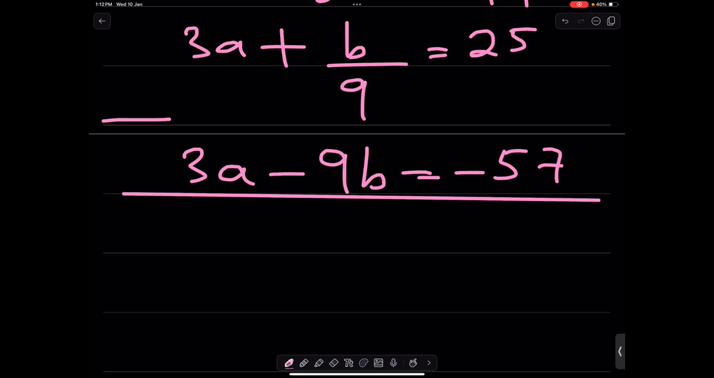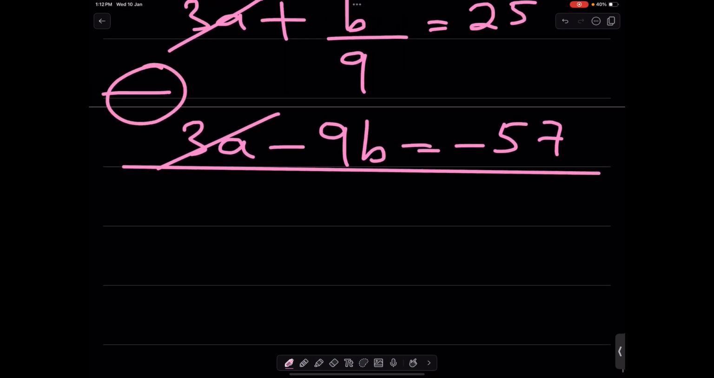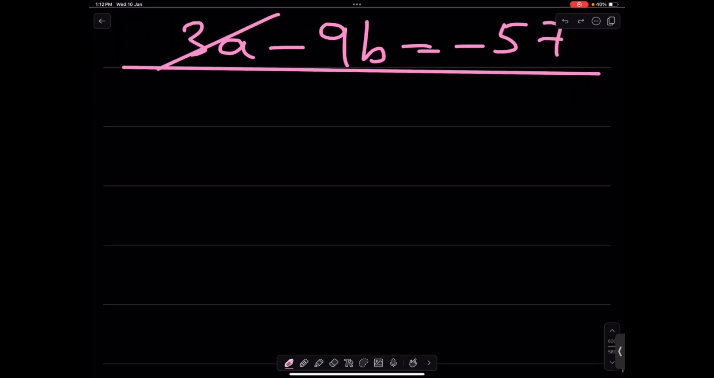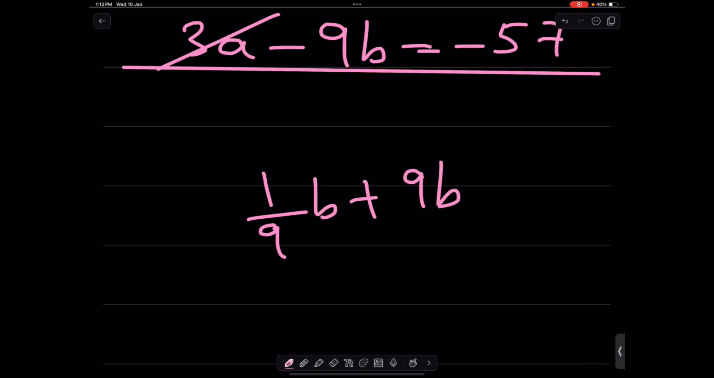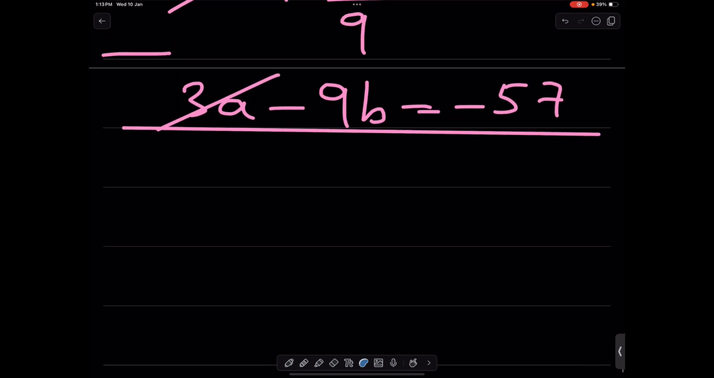What do I have when I do that? 3a minus 3a equals 0. What is b over 9 minus 9b? Minus times minus is plus. That simply means b over 9 plus 9b. What's that? That's the same as 1 over 9 b plus 9b, which is the same as 9 and 1 over 9 b, which is the same as 82 over 9.